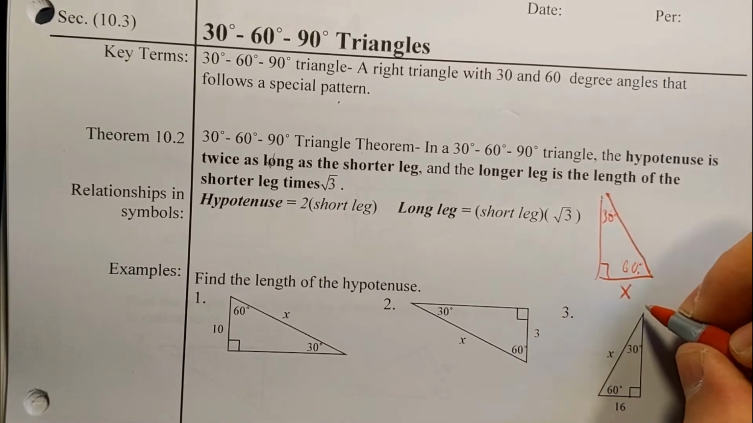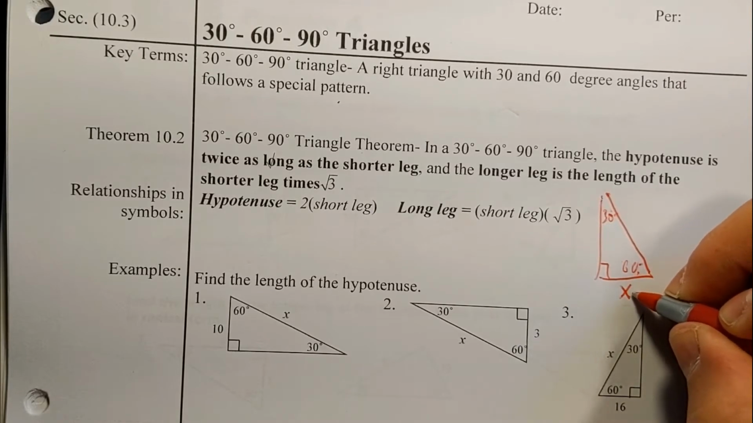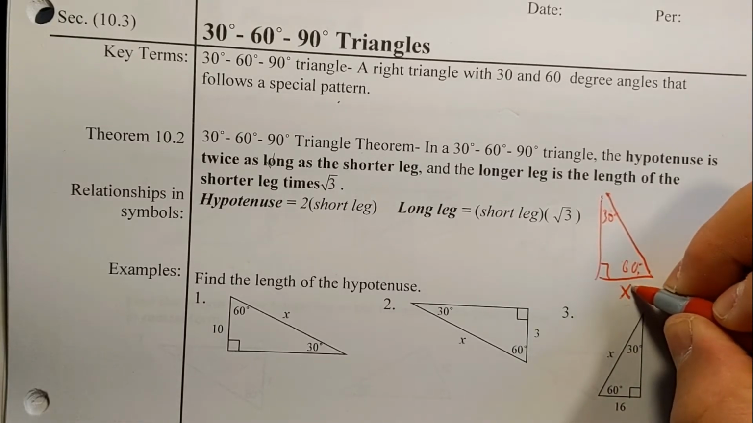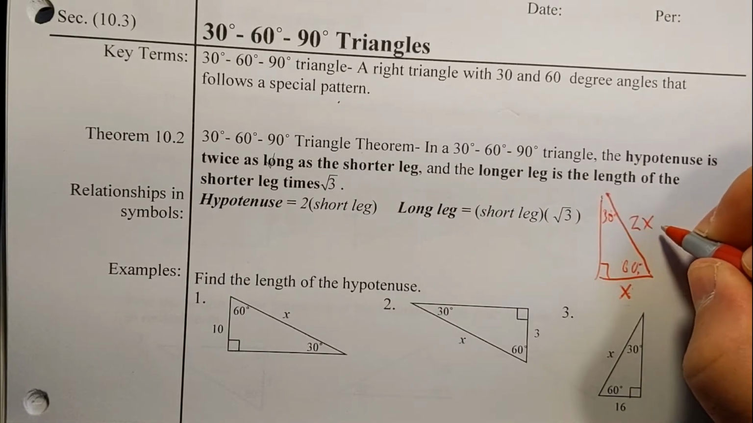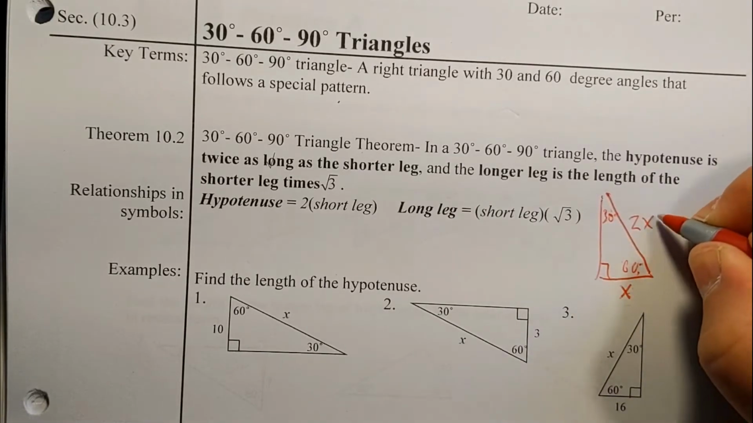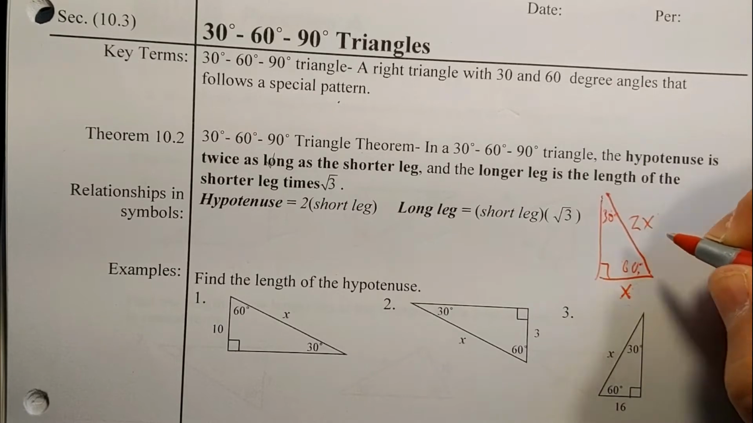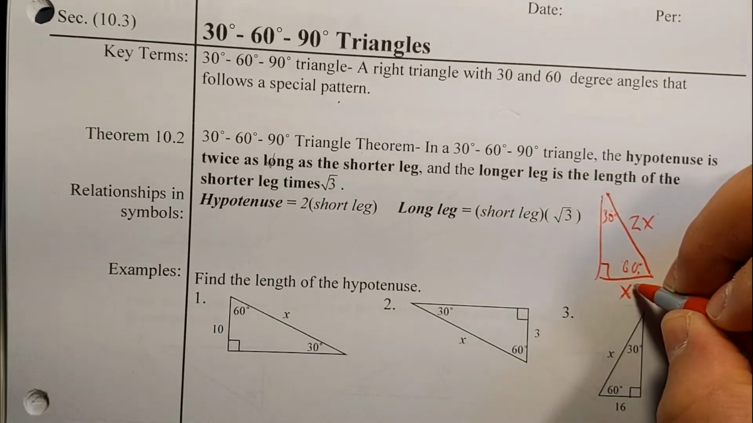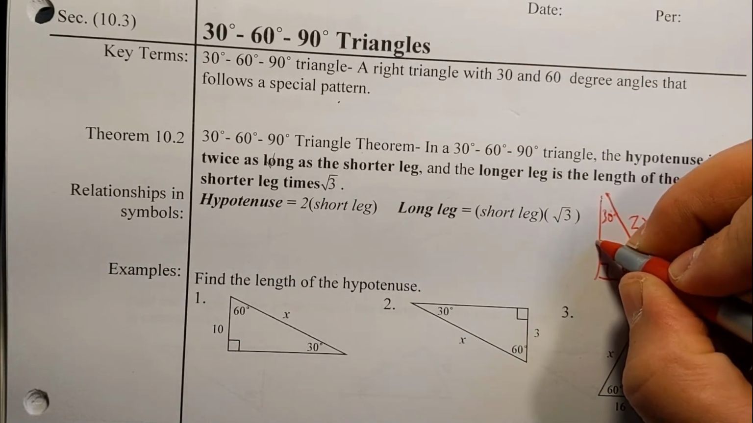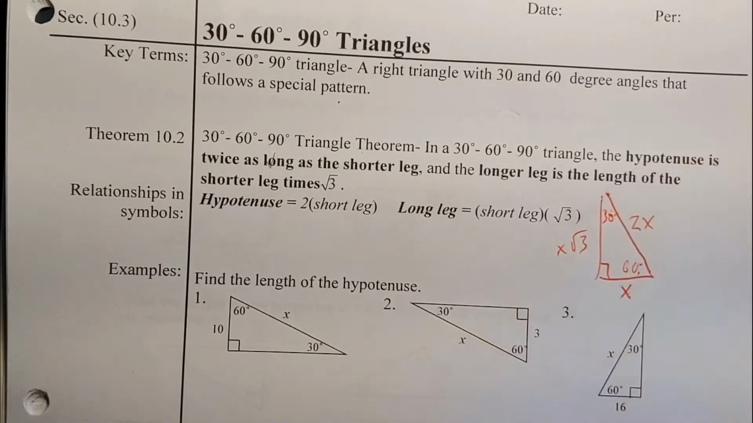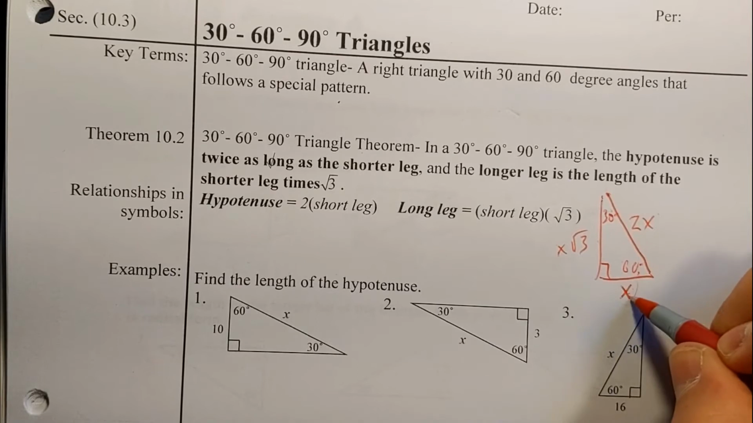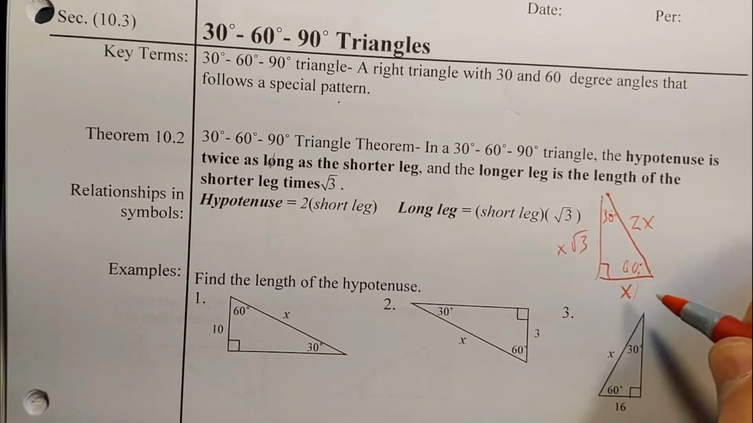Whatever the short side is, that's kind of the key. Once you know the short side, the hypotenuse is just double that. So if this is 4, this would be 8. If this is 5, this would be 10. And then if you know the short side, the long side is going to be whatever that is times the square root of 3. You always want to know the short side, the one that's between the 90 degree angle and the 60 degree angle.